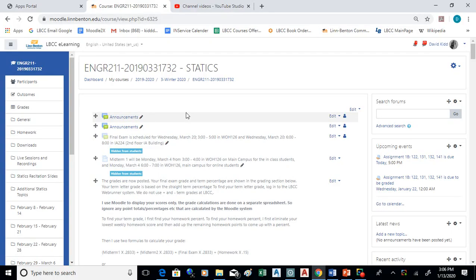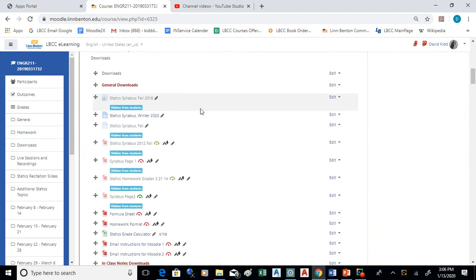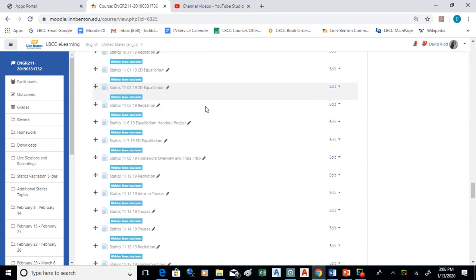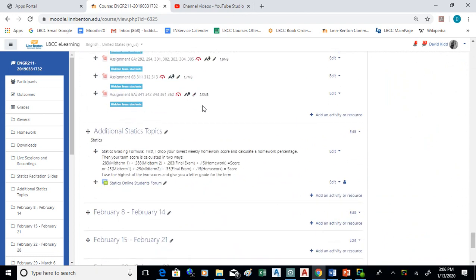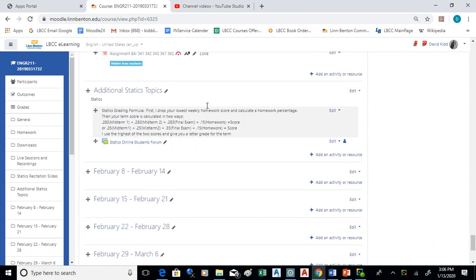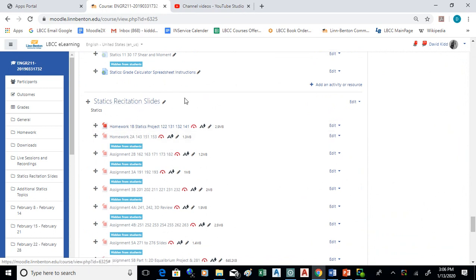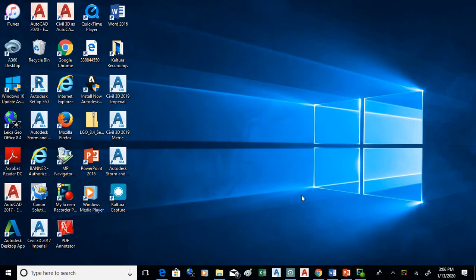Okay, a couple things regarding the homework. The first thing here is down in Moodle. I'll save the slides when we go over the homework, so that'll be down here. Statics recitation slides will be down there. What I do after we go over the homework is save the slide set down there. If you want to look it over, that'll be there. So that's in Moodle.